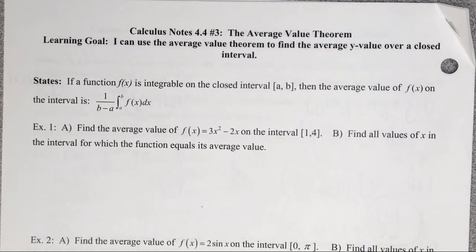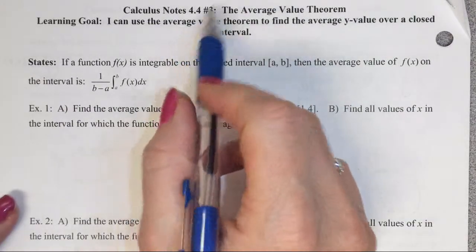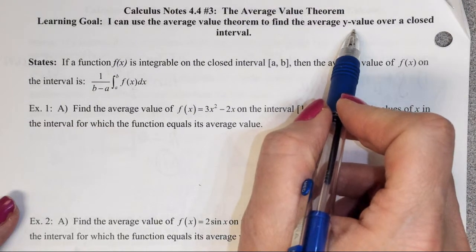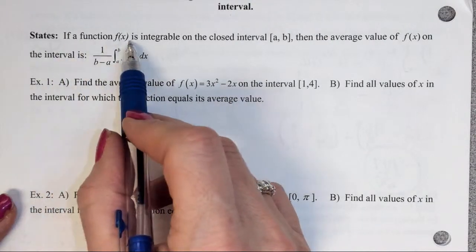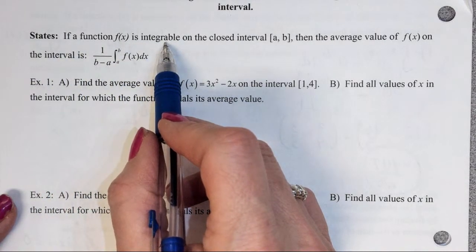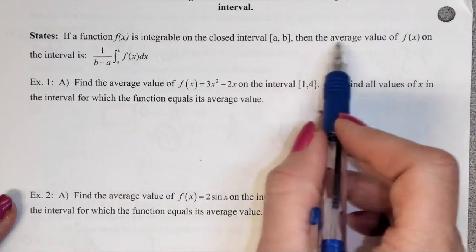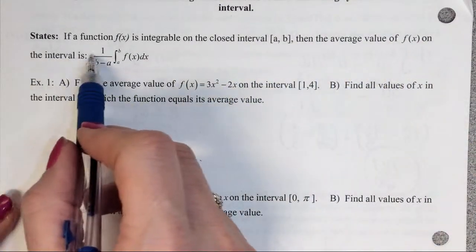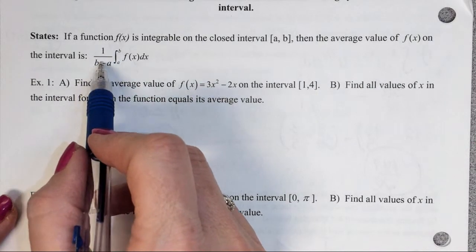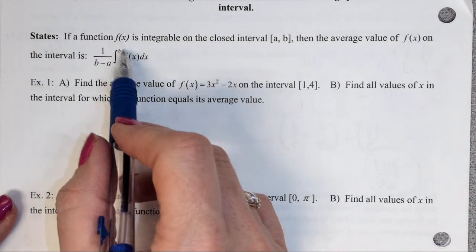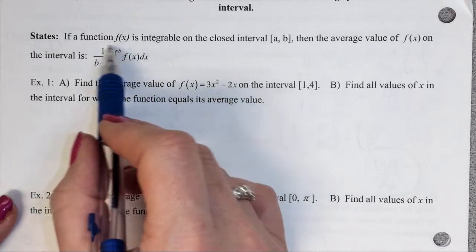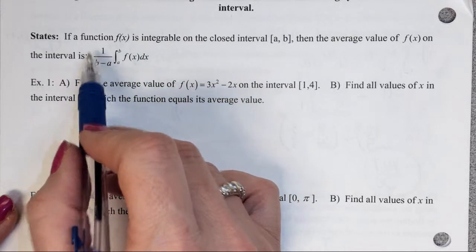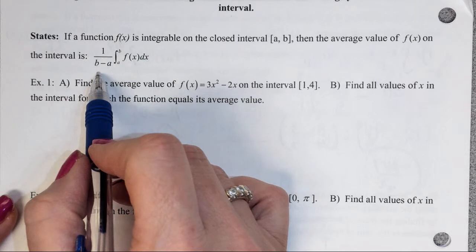Okay, so we're looking at the average value theorem and what it finds for us. The average value theorem is going to tell us the average y value over some closed interval. It states that if we can find the integral over the closed interval from a to b, then the average value of the function is going to be equal to this. It's 1 over b minus a times the integral from a to b of the function. It's not difficult. All it's saying is you find the integral, and then you have to put 1 over b minus a out in front. That's all it is.